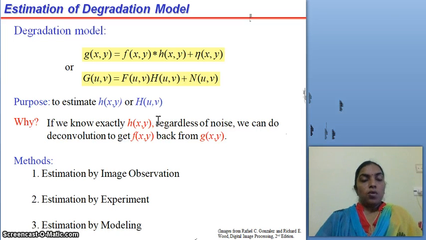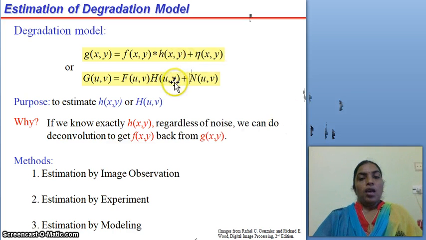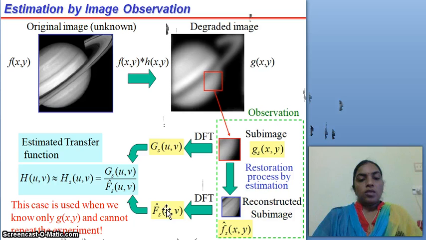That means to estimate the degradation function, we should know h of x comma y, h of u comma v. In what way is our image degraded, right? To estimate the degradation model or function, we have three methods: estimation by image observation, estimation by experiment, and estimation by modeling. This one is estimation by image observation.